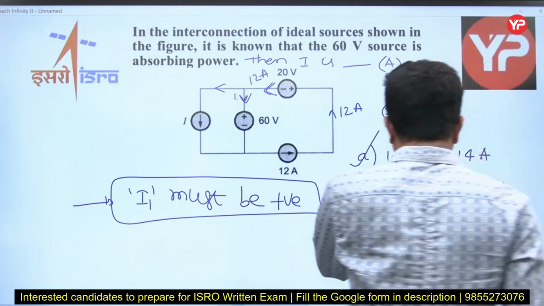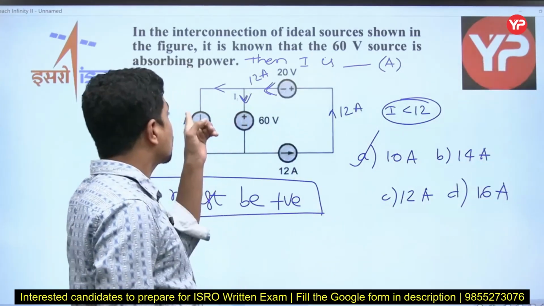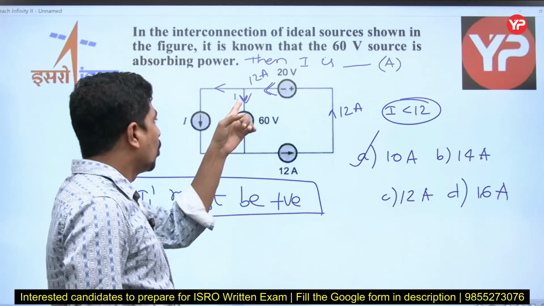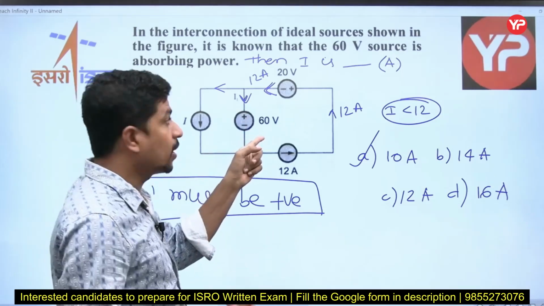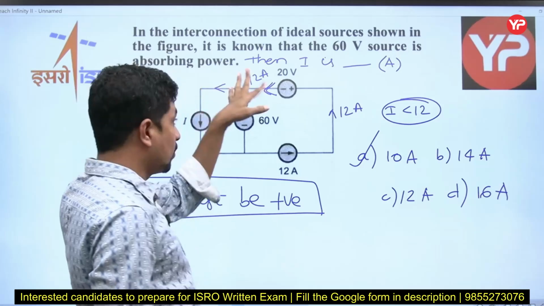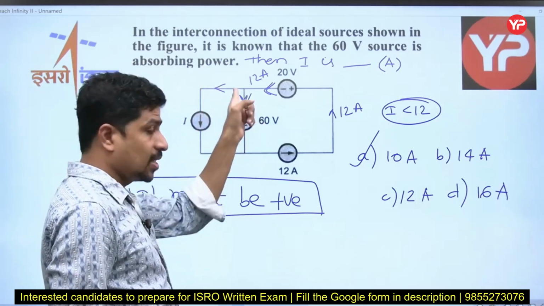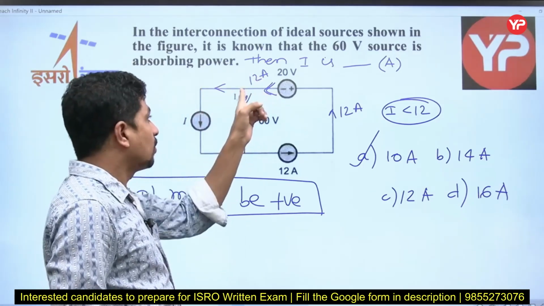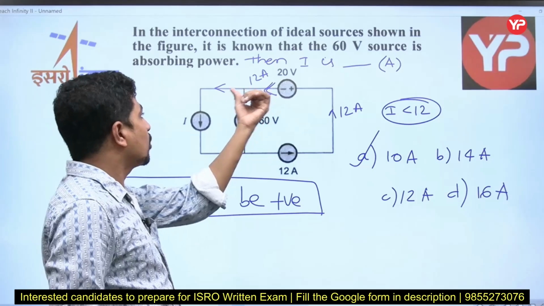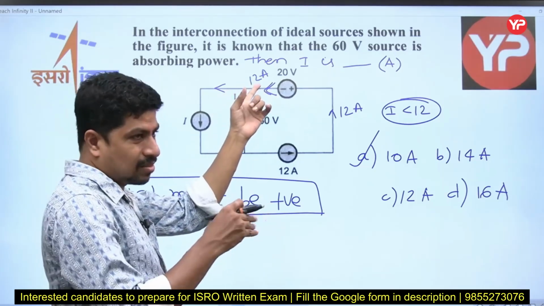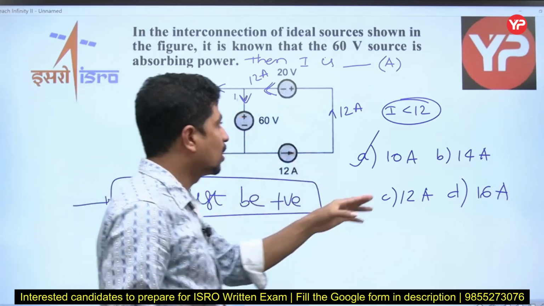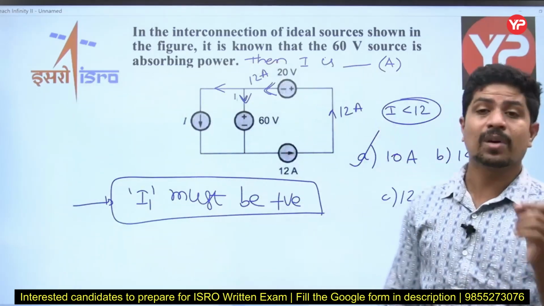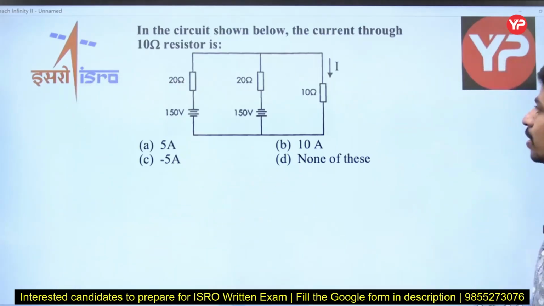Suppose I is 12: the entire current goes here and no current flows in the 60 volt source. If no current flows, it is neither absorbing nor supplying. But he says the 60 volt source is absorbing power, so some positive current must enter here. Some positive value is subtracted from 12, so I should be less than 12. Based on that, option A is perfectly suitable. Let's go to the next question.